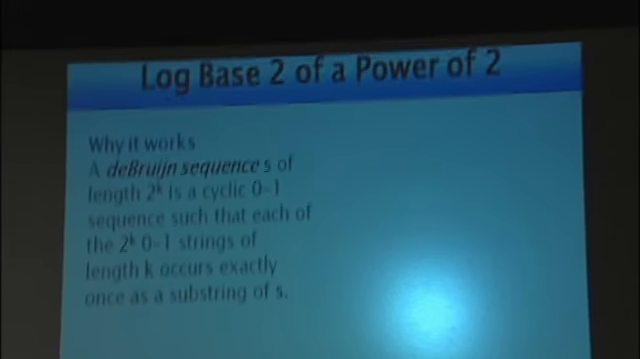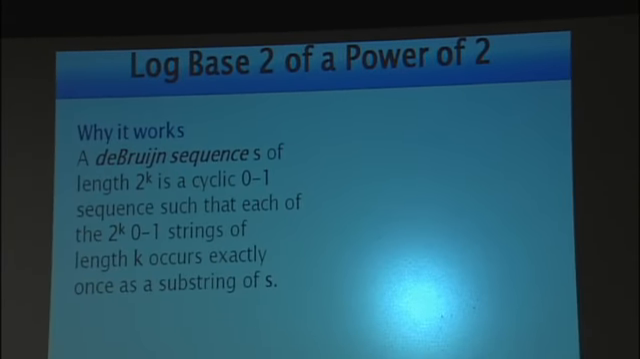So a de Bruijn sequence S of length 2 to the k is a cyclic 0-1 sequence such that each of the 2 to the k 0-1 strings of length k occurs exactly once as a substring of S. That's a mouthful. Let's do an example.